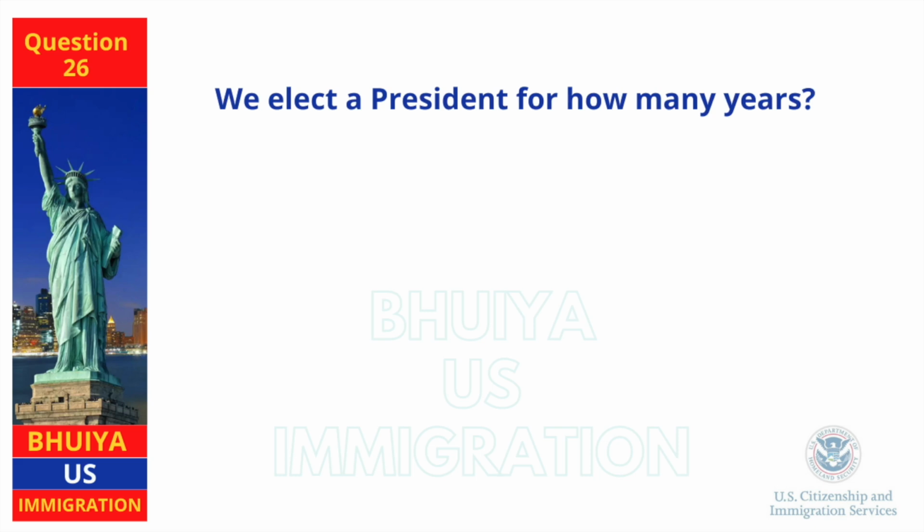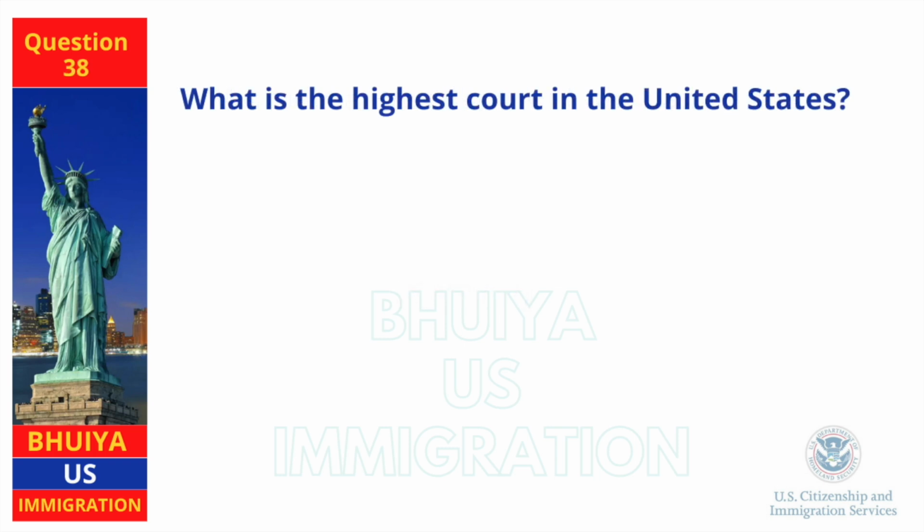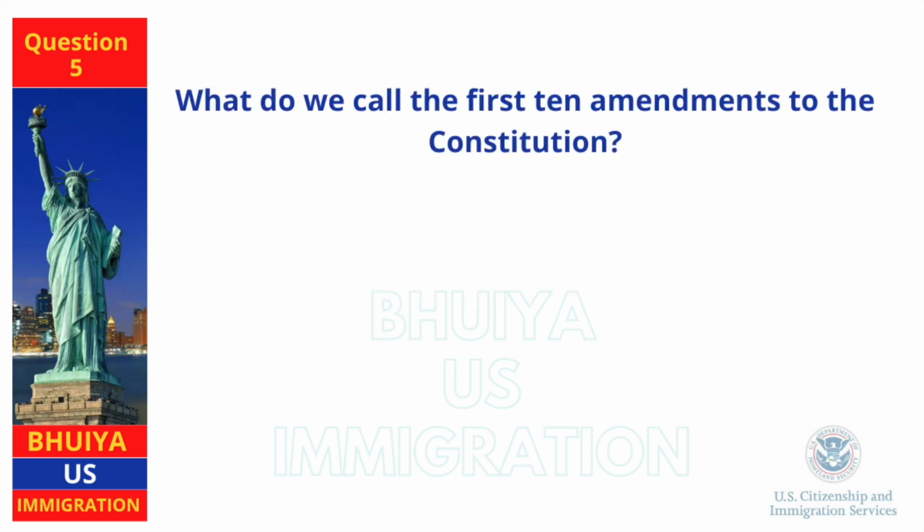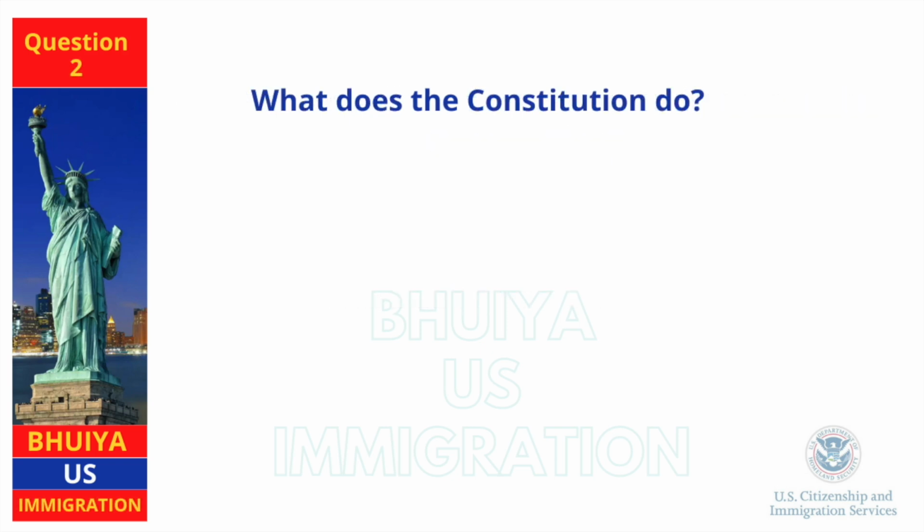We elect a president for how many years? 4. What is the highest court in the United States? The Supreme Court. What do we call the first 10 amendments to the Constitution? The Bill of Rights. What does the Constitution do? Sets up the government.